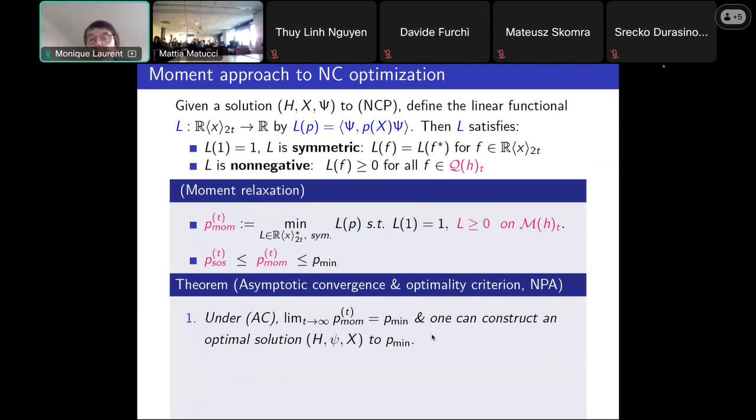But again, you can use this result to show the asymptotic convergence by just adding a small epsilon. If you have a P non-negative, then P plus epsilon is strictly positive, and then you factor out the epsilon in the proof.